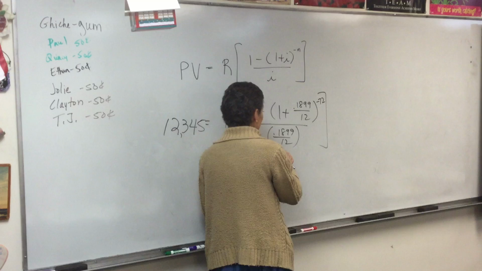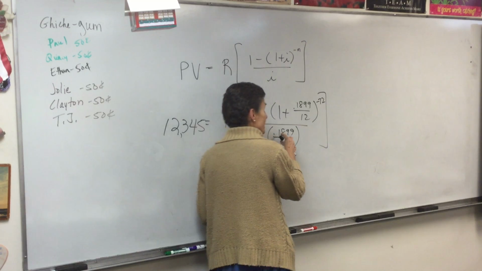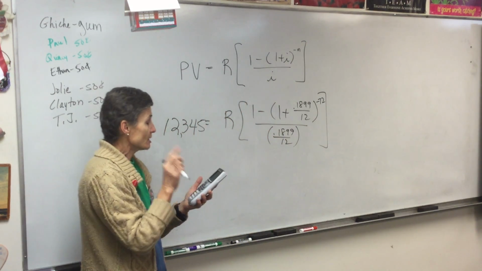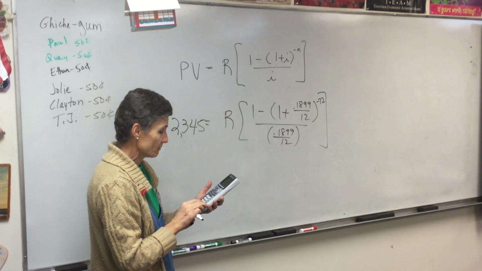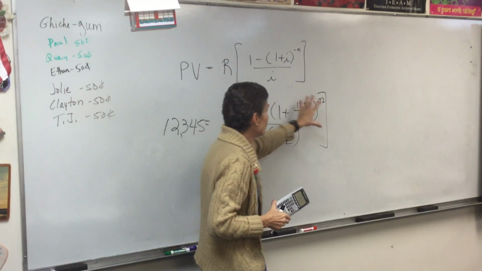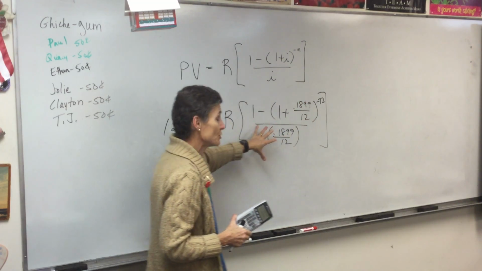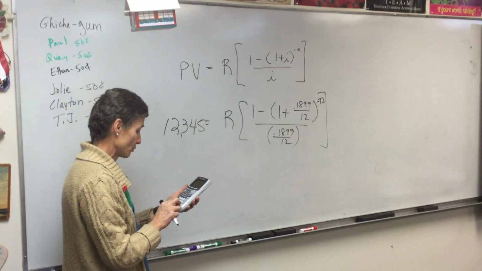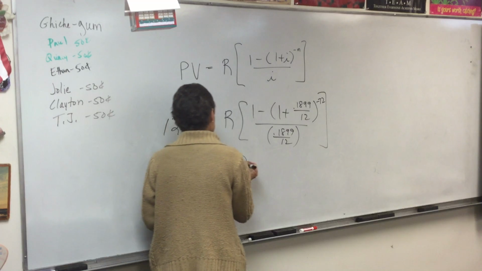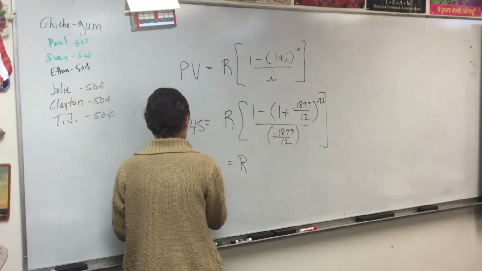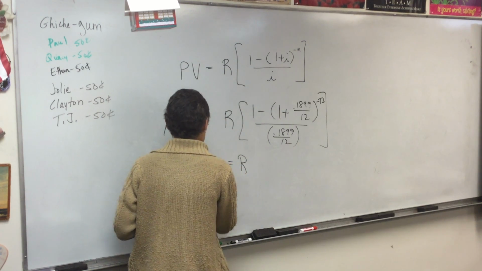Now I need to divide that by the denominator, and as always, when there's more than one thing in the denominator, you need parentheses. So I'm going to divide by parentheses, 1899 divided by 12. And now I have the value of this bracket, which those of you typing in with me, what is that? About 42. So now I'm going to take my 1, 2, 3, 4, 5 and divide it by that second answer. So I can see my payment is about $288.51.